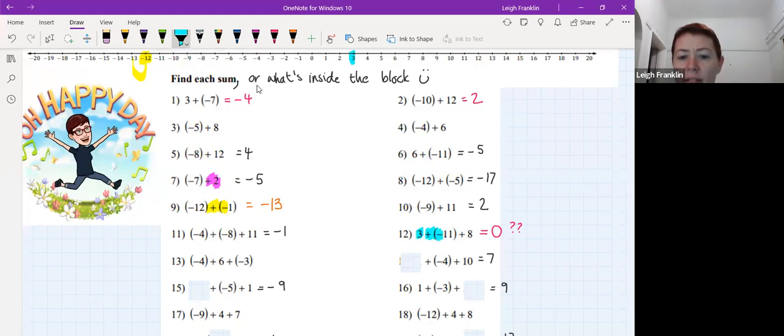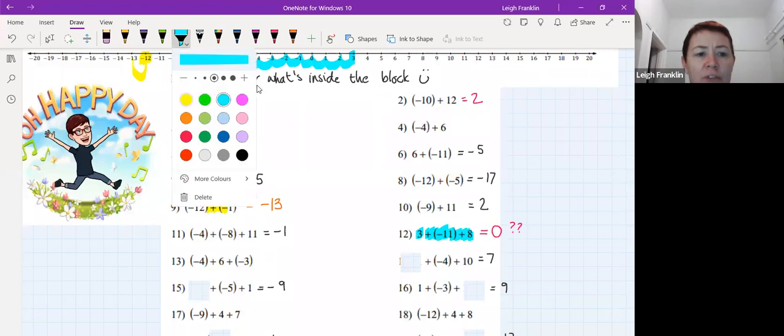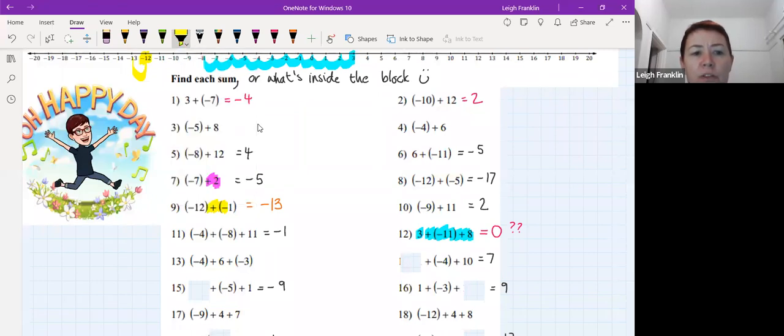Then when we add a negative number, are we adding or subtracting? Subtracting. Subtracting, good, Manda. So I must move 11 places to the left. 1, 2, 3, 4, 5, 6, 7, 8, 9, 10, 11 places to the left. And now I have to add 8. So now what do I have to do? I have to change my direction. And now I have to go 8 places back to the right-hand side.